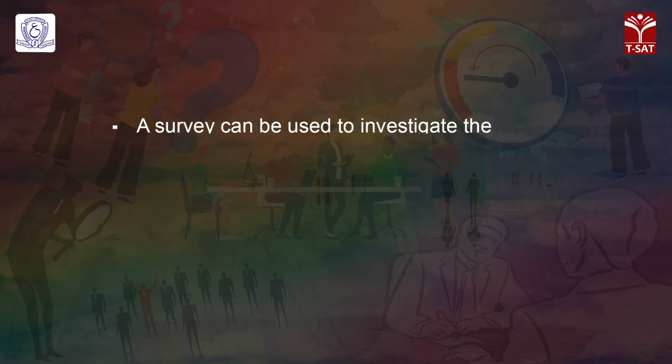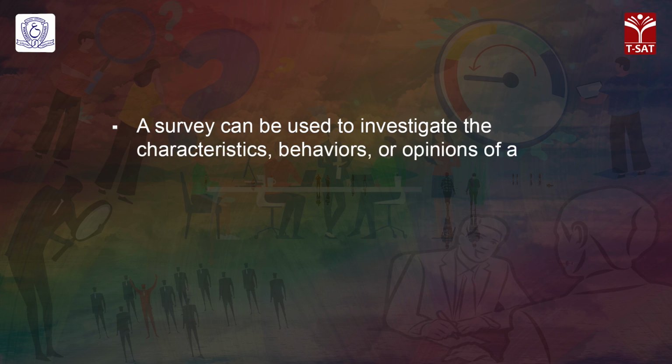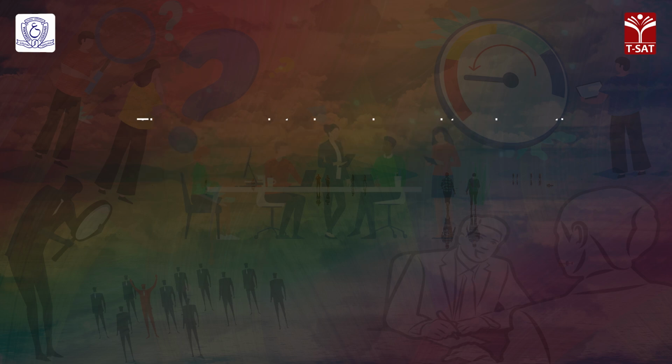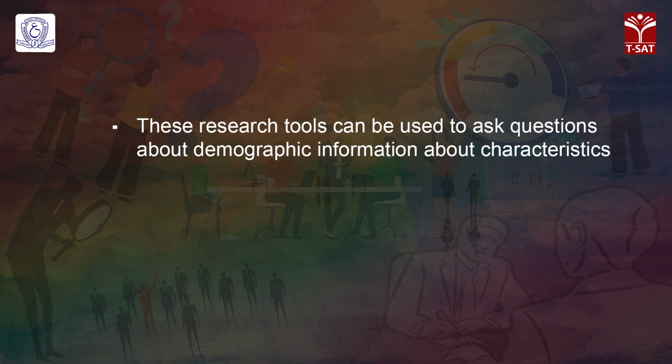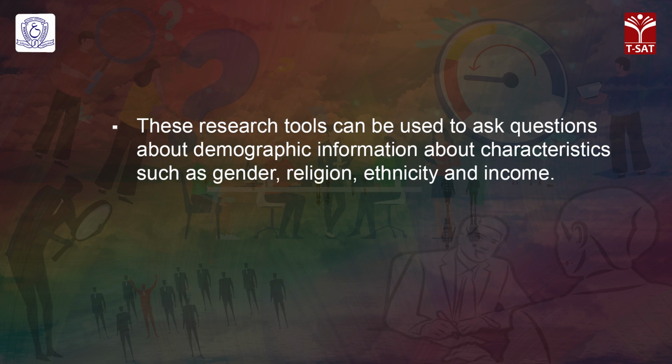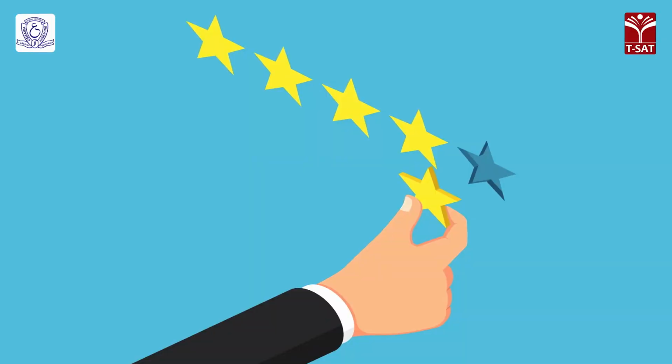A survey can be used to investigate the characteristics, behaviors, or opinions of a group of people. These research tools can be used to ask questions about demographic information, about characteristics such as gender, religion, ethnicity, and income. They can also collect information on experiences, opinions, and even hypothetical scenarios. But how do researchers go about collecting information using surveys?